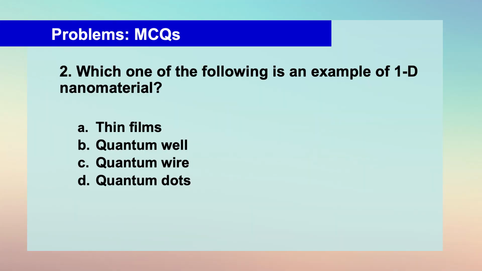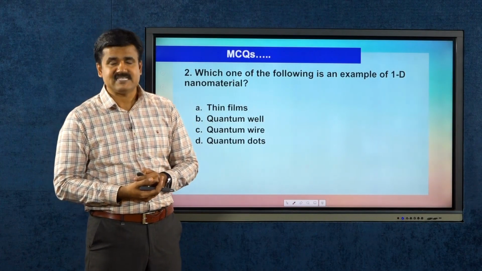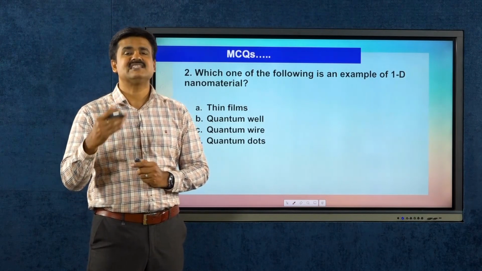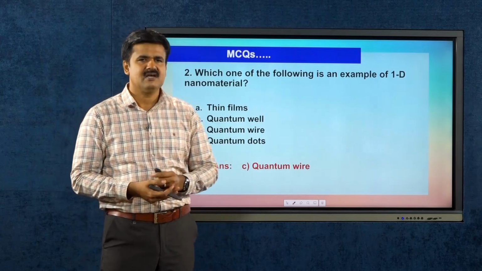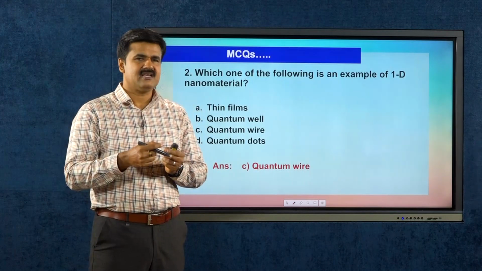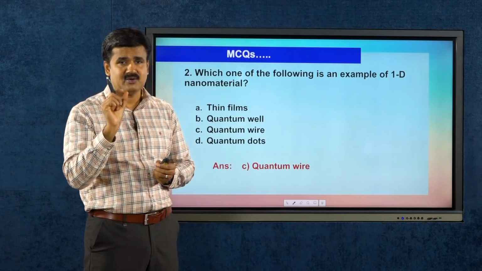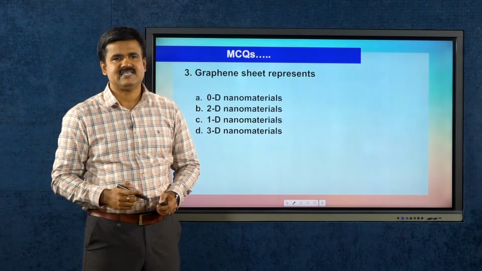Now the next question. Which one of the following is an example of 1D nanomaterial? Here are the options in front of you. Thin films, quantum well, quantum wire and quantum dot. The question is about 1D nanomaterial, that is one dimension is outside nano. Hence, your answer is quantum wire. For quantum wire, the length is very high. You learned that aspect ratio is very high. So, 2 dimensions are nano, that is one dimension is outside nano. Hence, the name 1D nanomaterial.